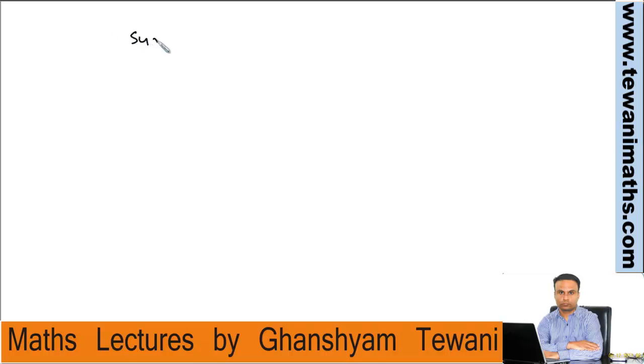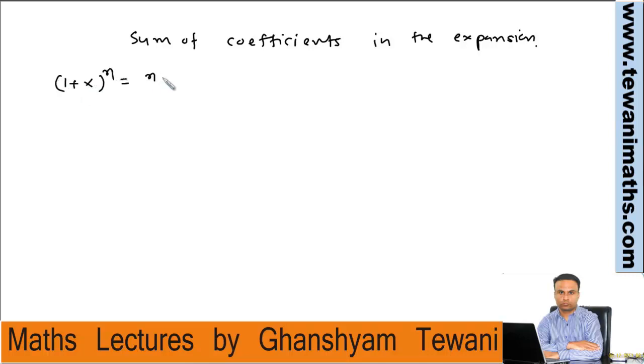Let's see now sum of coefficients in the expansion. Consider expansion of (1 + x)^n. Now, here coefficients of different terms are nC0, nC1, nC2 up to nCn.